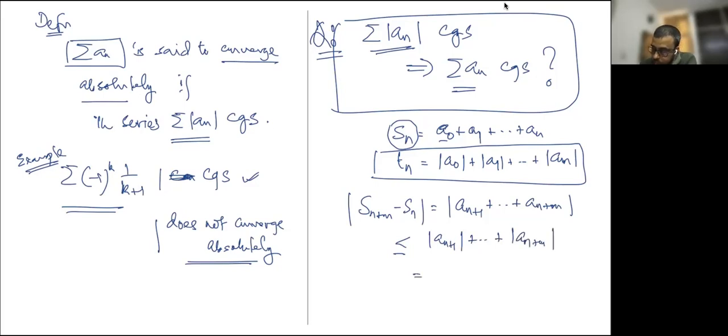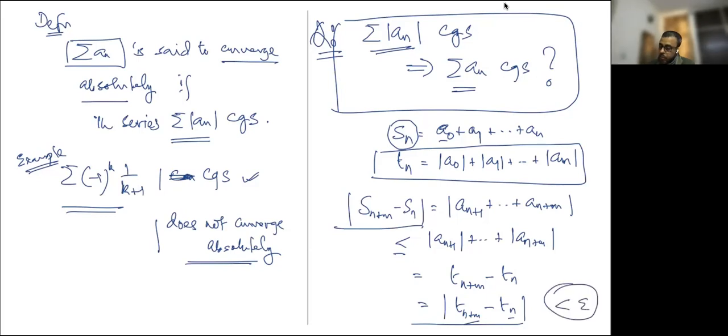And now immediately we'll observe that this is nothing but Tn plus m minus Tn, which is also its absolute value because the Tn's are increasing. Okay, now look at this inequality. So from here and from the fact that Tn converges, Tn is Cauchy. That means by taking n large enough and m anything, you can make this smaller than any epsilon that you are given.